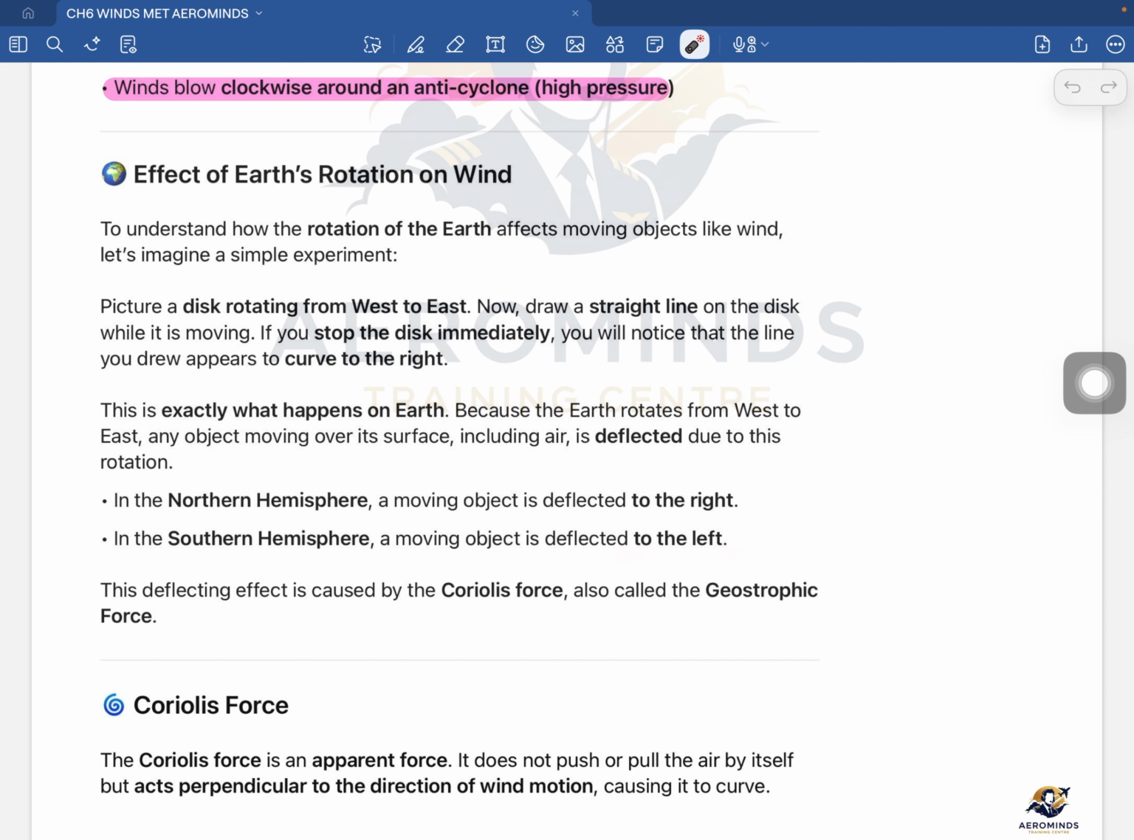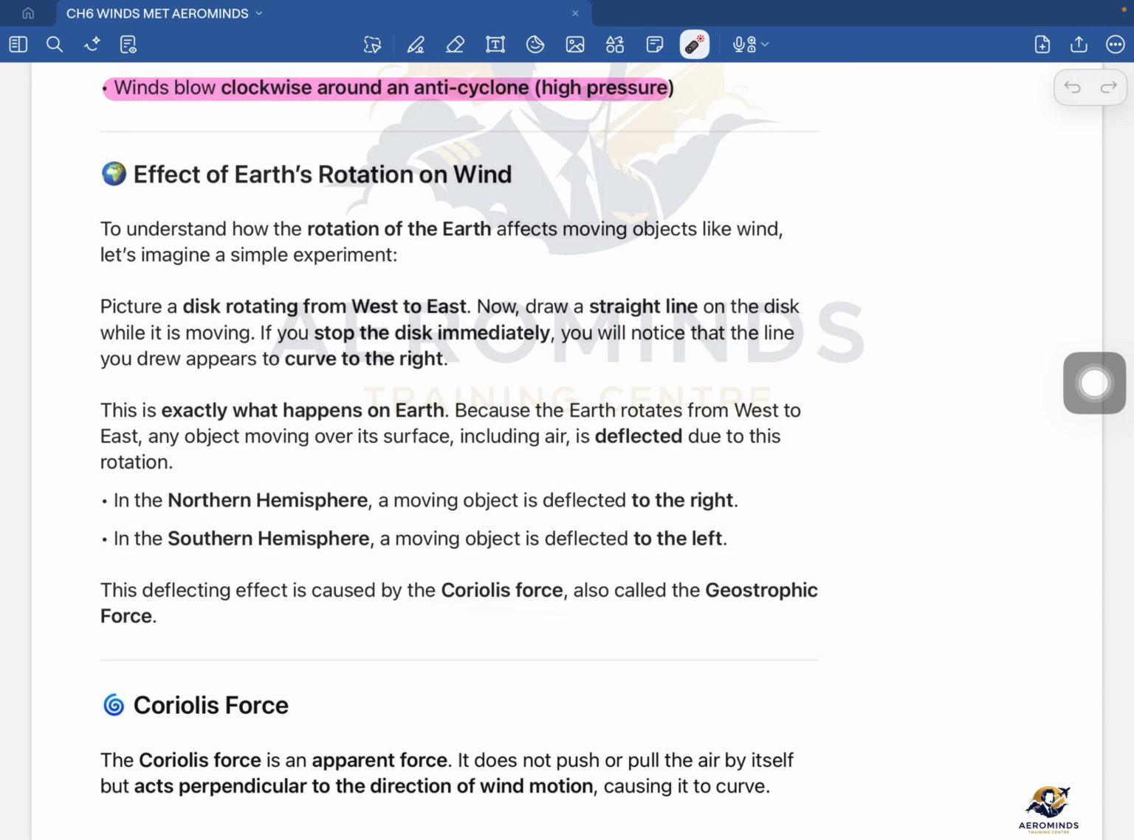The object itself is not deciding to turn left or right. Okay. The Earth is rotating beneath it. So, from our reference frame on Earth, it looks like the object is being deflected. Okay. And this deflecting effect, which is due to the Earth's rotation, is called the Coriolis force, and also called geostrophic force. Got it? Now, many books call it geostrophic force, but for the DGC exam, both names are used. But Coriolis force is the most common term.